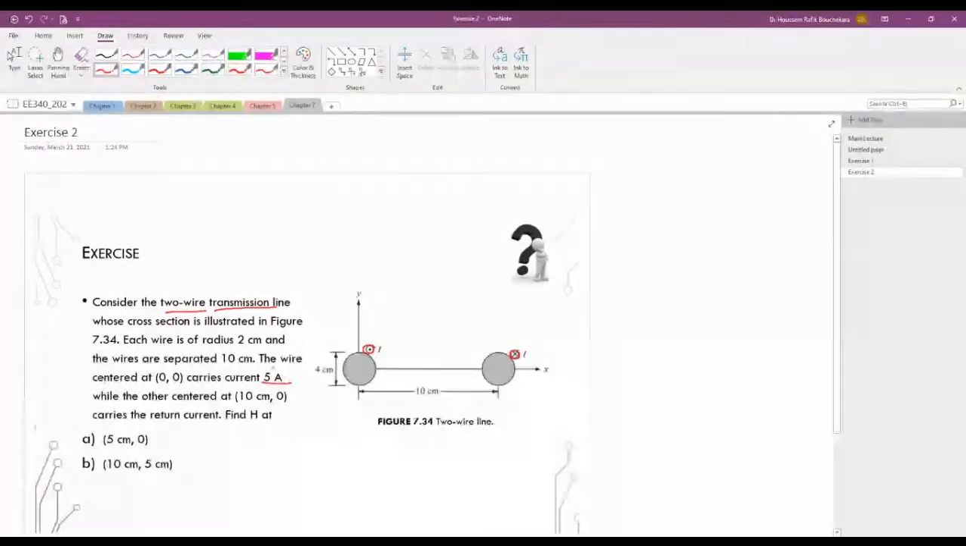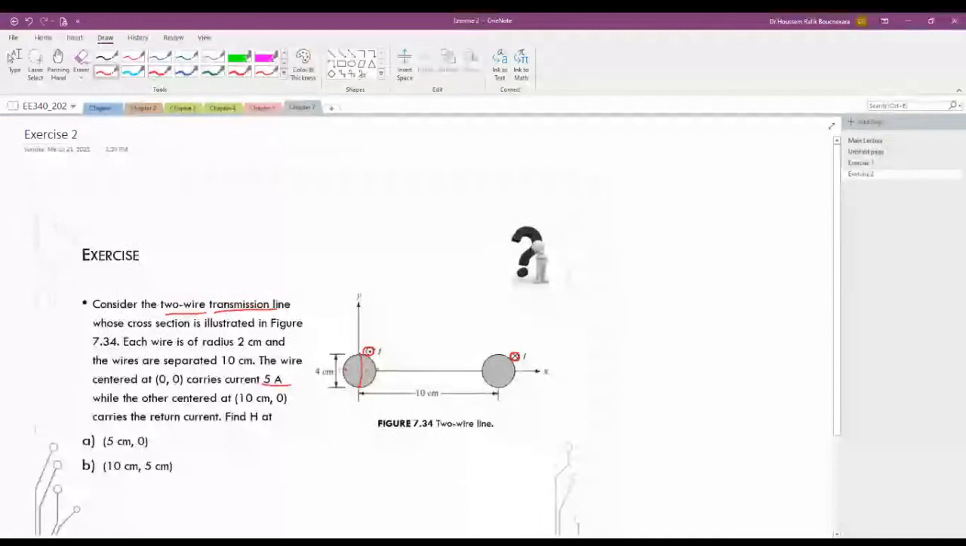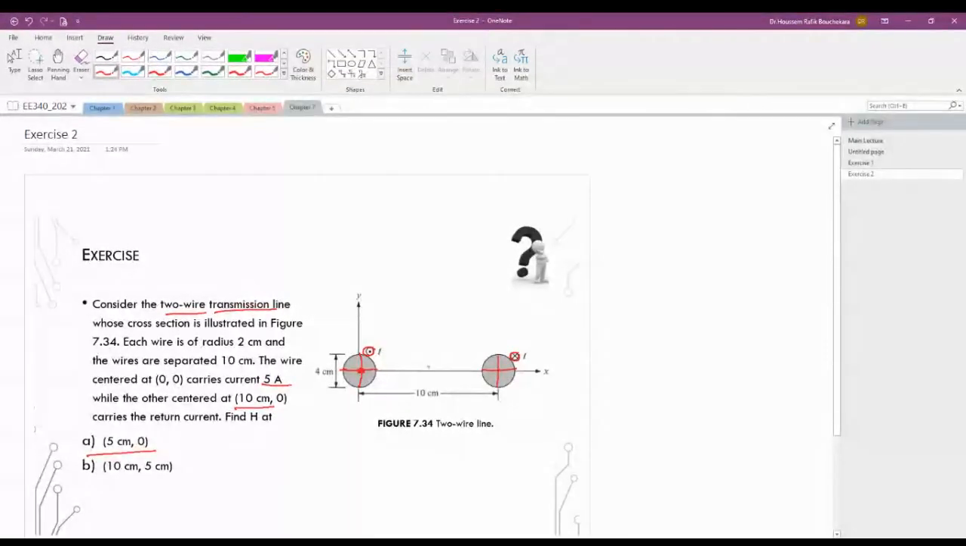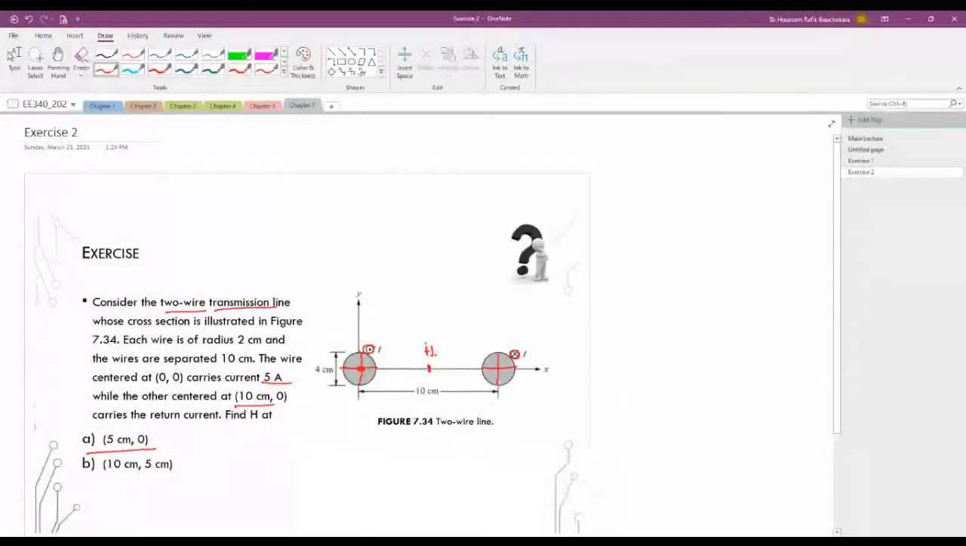The current in the wire carries 5 ampere. This one is here at 0, 0, and this one is at 10 centimeter, 0. The requirement first is to determine H at 5 centimeter, 0.